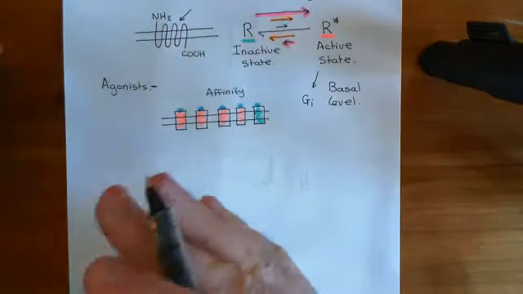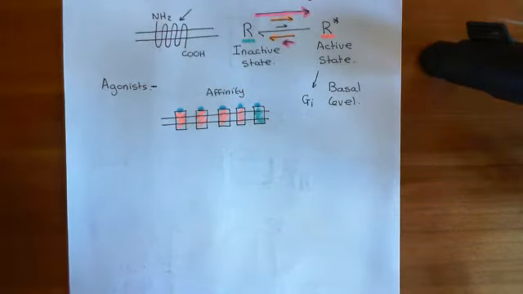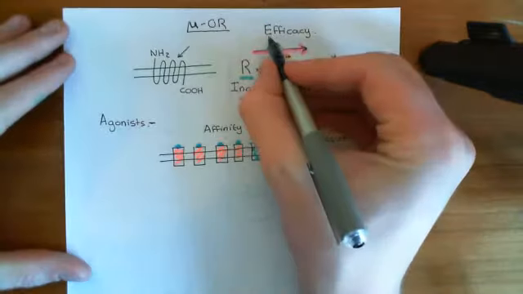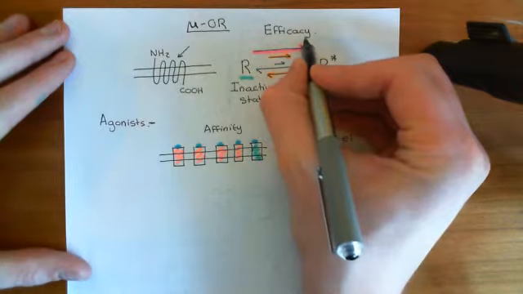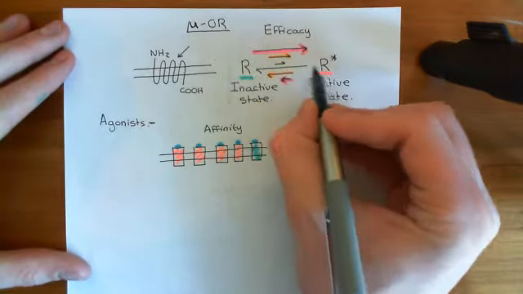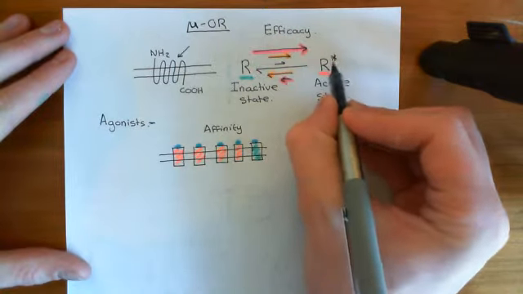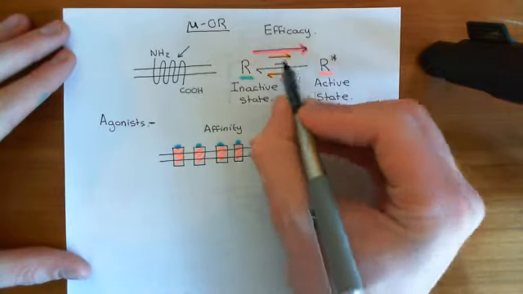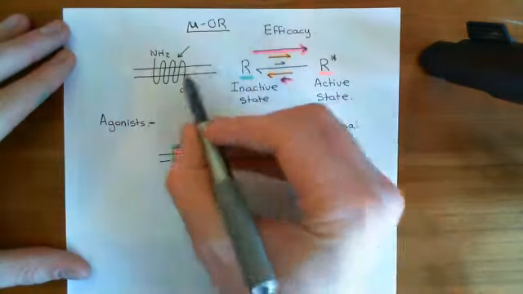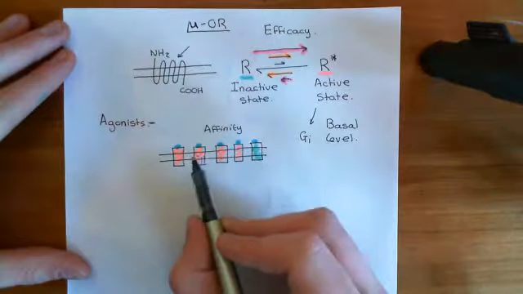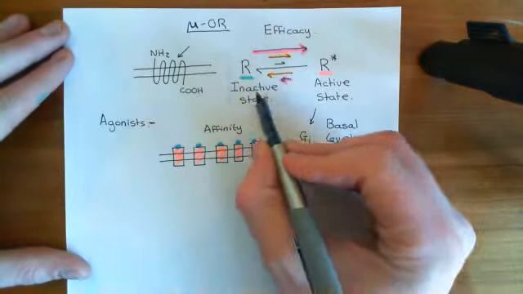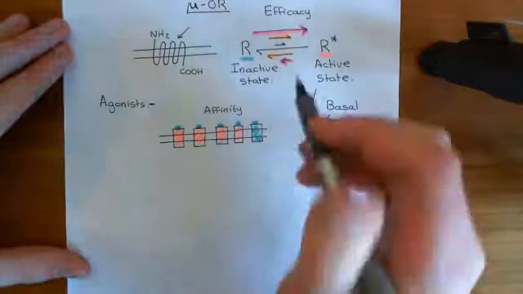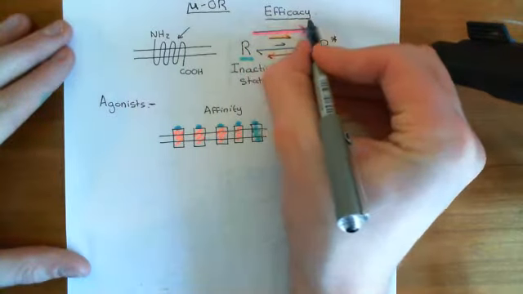So what I'm trying to tell you is that efficacy tells you how good the drug molecule is at stabilizing the receptor in the active state. So what it's all about is, at equilibrium, of the receptors which have ligand molecules bound to them, what fraction of them will be in the active state and what fraction of them will be in the inactive state. So that's what efficacy is all about.